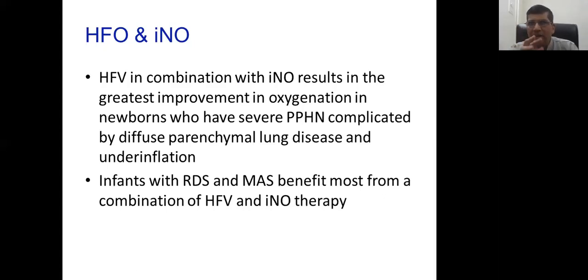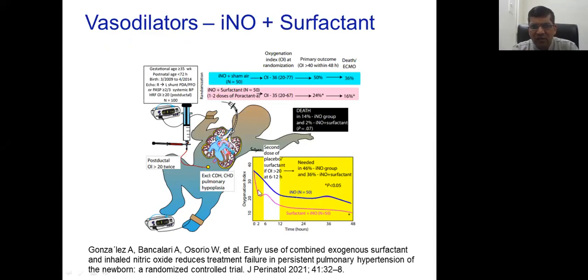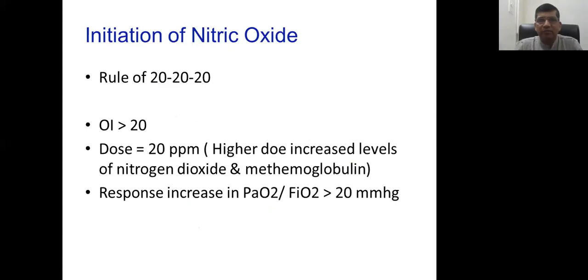Hence, the combination of high frequency and nitric oxide has better results. If you see this Gonzalo trial, where plain nitric versus nitric plus surfactant plus high frequency, they have a better outcome, decreased death, decreased need of ECMO. Hence, when you use surfactant early, it has a better result. When you use the combination of high frequency, surfactant, nitric, better result. That's what I'm trying to tell you.